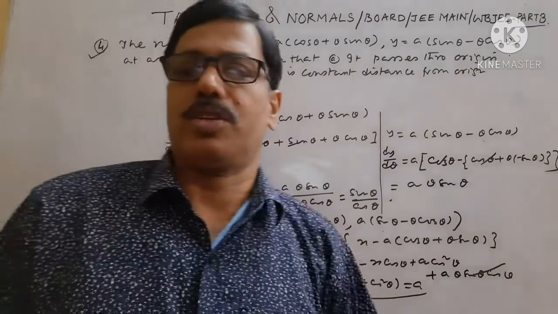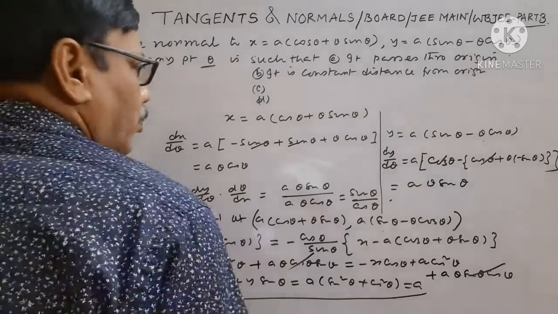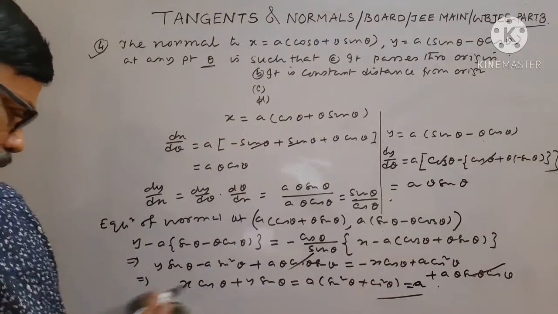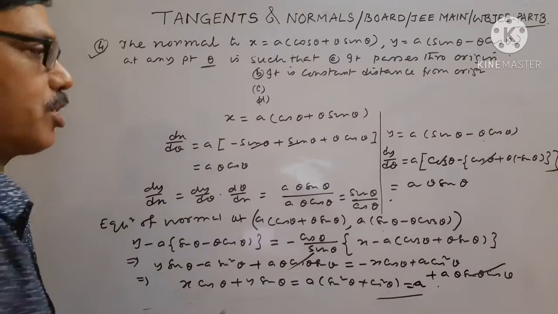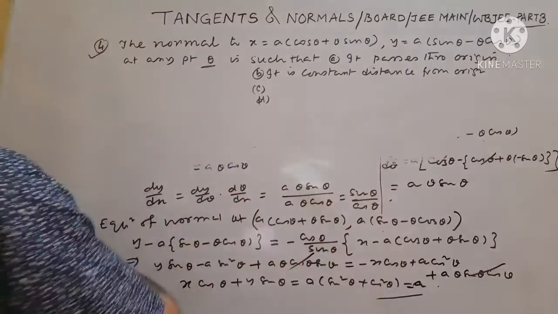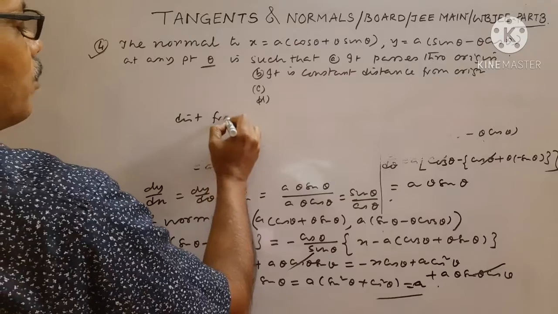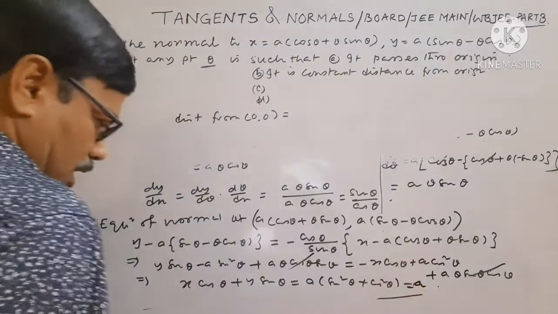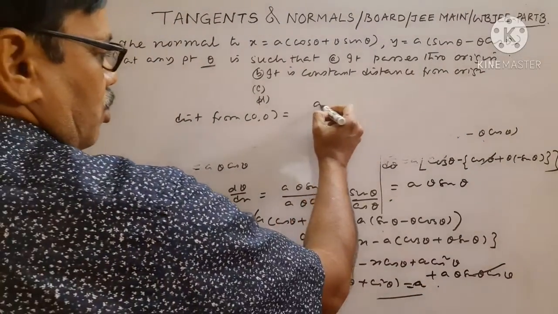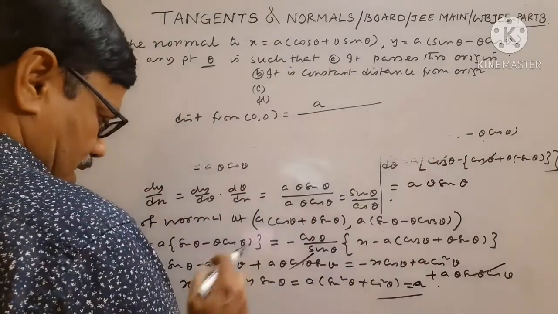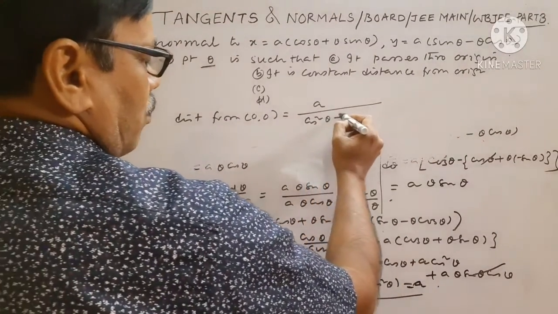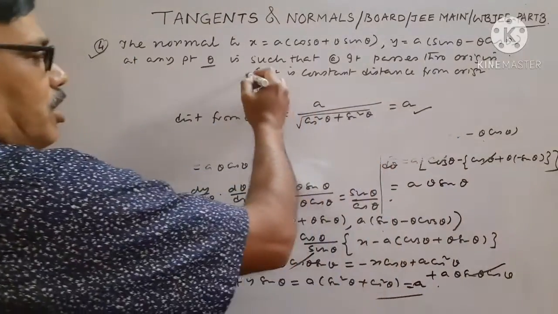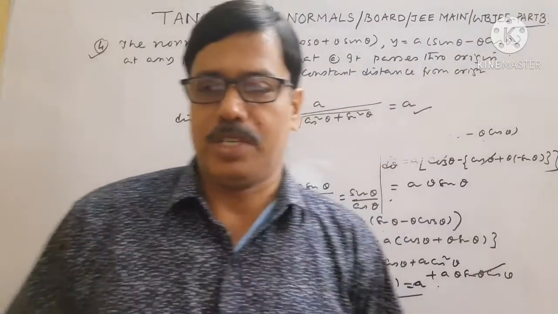So this is the equation of normal, and it is at constant distance from origin. The perpendicular distance from 0, 0: it does not pass through origin because a is present. So putting it in the standard form for the length of the perpendicular distance from origin, this is a. So it is at constant distance from origin.